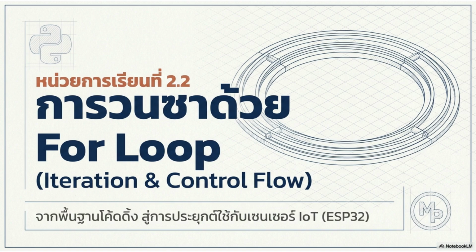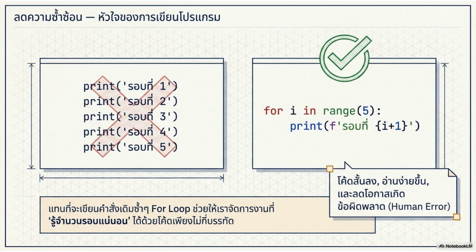Welcome to Learning Unit 2.2, Iteration with For Loop. This video will cover the basics of iteration and control flow in programming, extending to applications with IoT sensors like the ESP32. The for loop is central to programming efficiency. Instead of writing repetitive code, the for loop allows you to manage tasks with a known number of repetitions using concise code. This reduces redundancy, improves readability, and lowers the risk of human error.